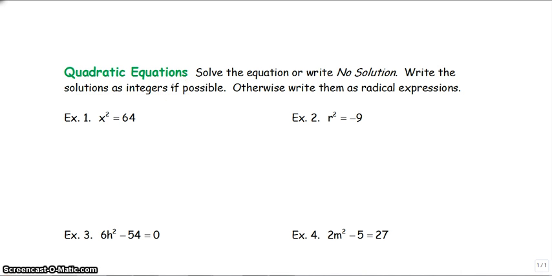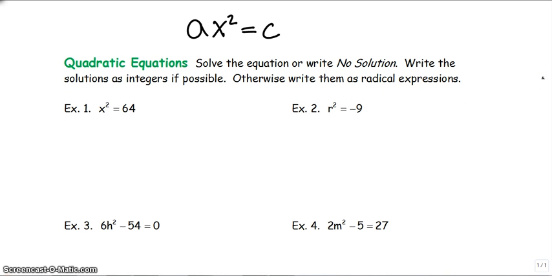We'll be solving quadratic equations. Today, the quadratic equations will be in the form of ax squared equals c. To solve these quadratic equations, we're going to solve the equation or write no solution. We're going to write the solutions as integers if possible, otherwise we're going to write them as radical expressions. A radical expression includes a square root symbol.